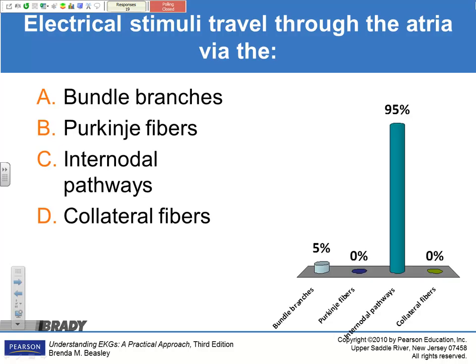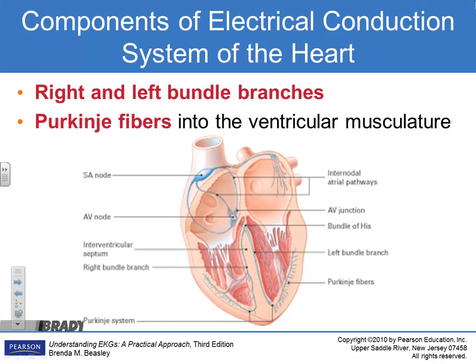All right. Oh, who missed this? Yeah. Internodal pathways. The question says through the atria. All right. Good job. Somebody was listening there.